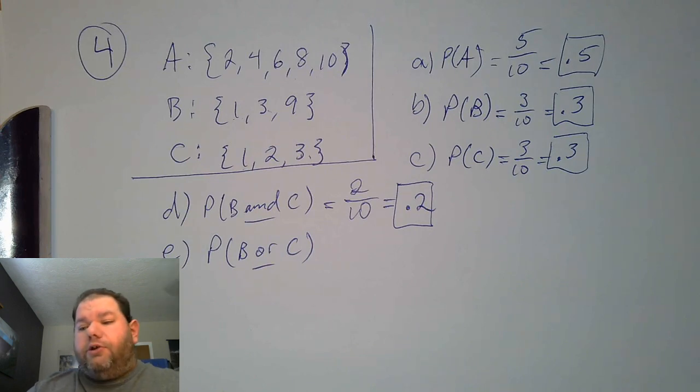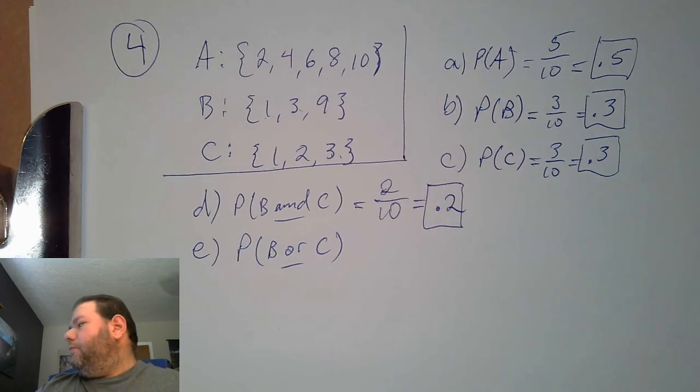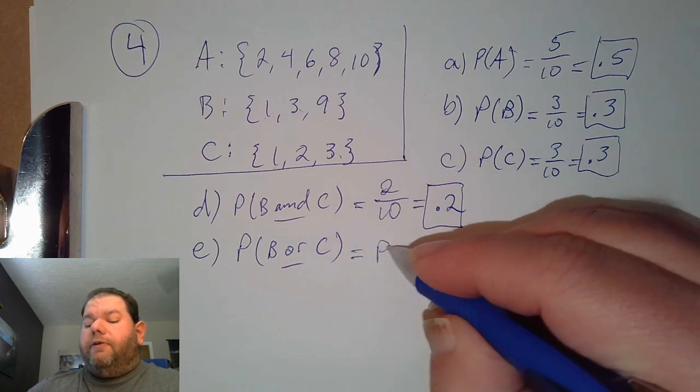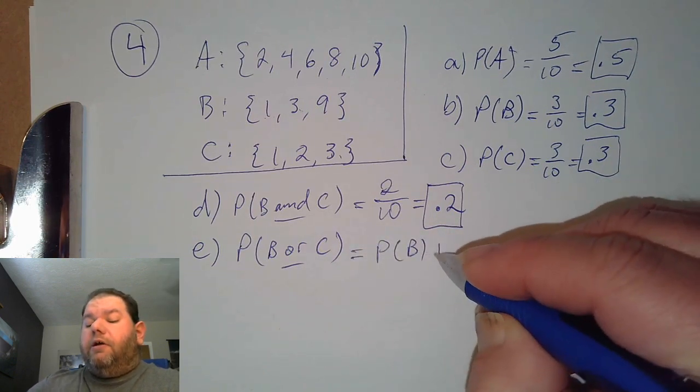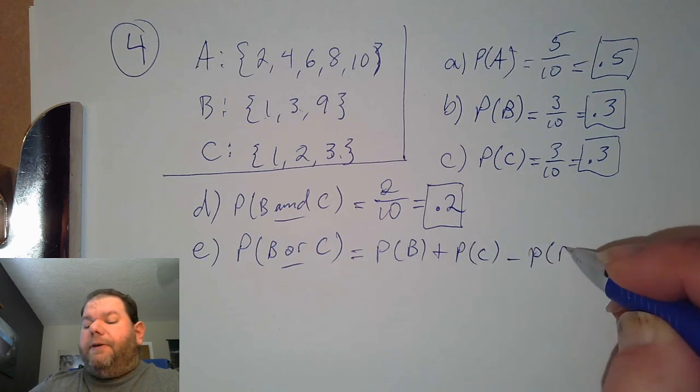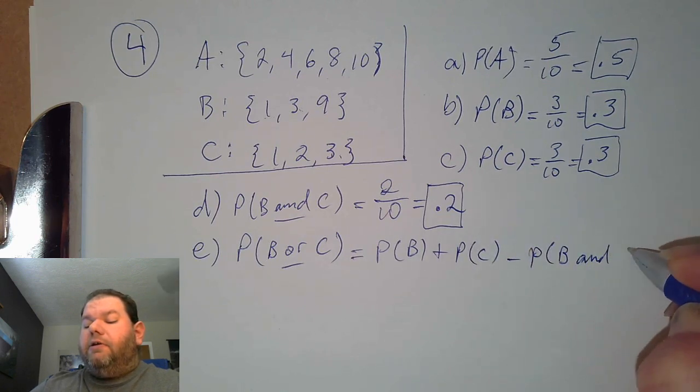Alright, and then question E, we have the probability of B or C. Now again, with OR, we want to make sure we apply the addition rule. So according to the formula, this is the probability of B plus the probability of C minus the probability of B and C.